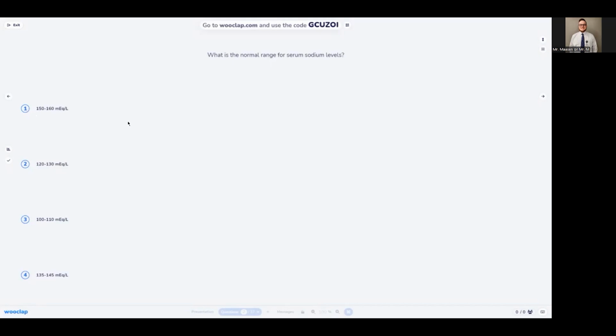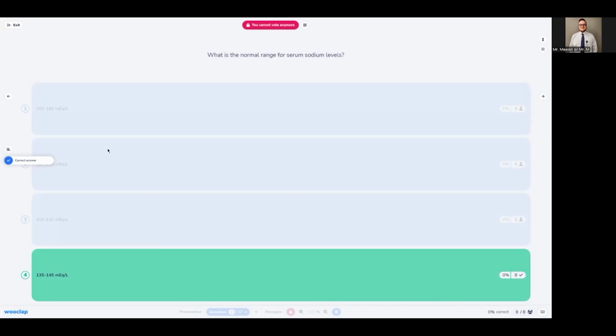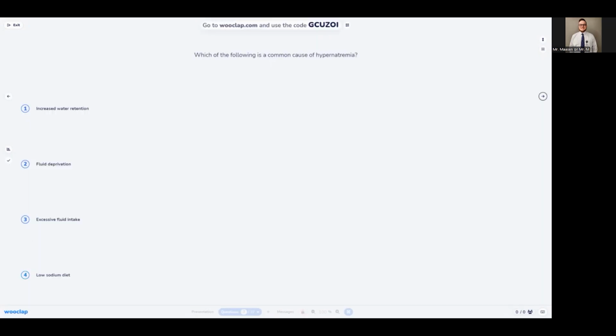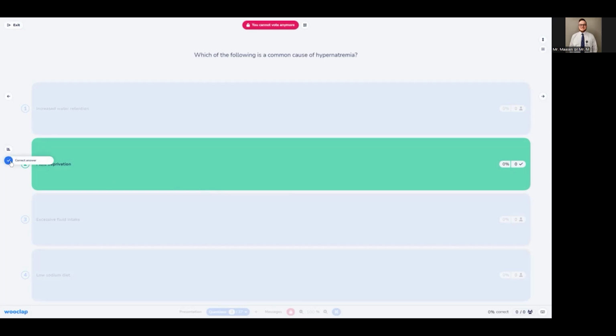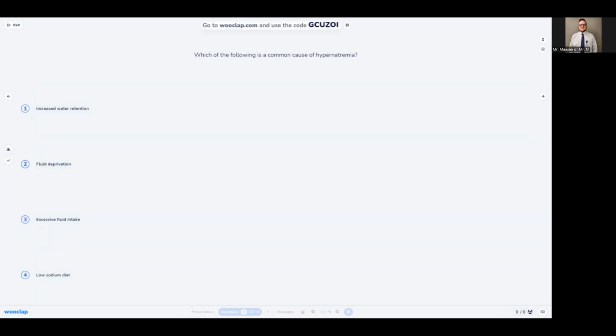So on all that, what's the normal range for serum sodium levels or blood sodium levels? Give you a second to answer. That's correct. It is number 4. If you pick number 4, you're correct. What's a common cause of hypernatremia? Give you a second to answer. That's correct. It is fluid deprivation, dehydration, heat stroke, not enough fluid.